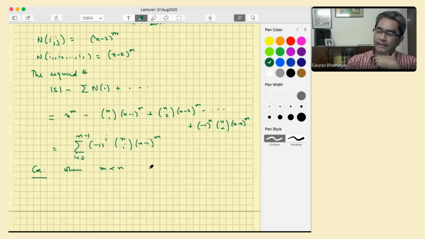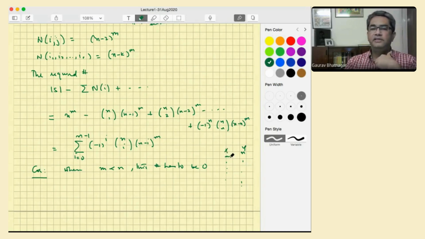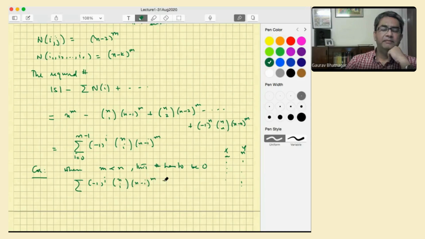So this is the required number, and immediately we have a corollary that when n is bigger than m, this number has to be 0. Because there are n elements in y and m elements in x, so it can't be surjective. So this sum of minus 1 to the I, n choose I, n minus I raised to the power m has to be 0 for I going from 0 to n minus 1 if n is bigger than m.